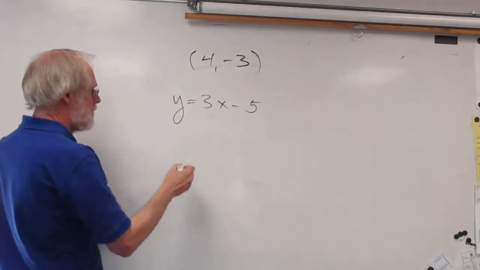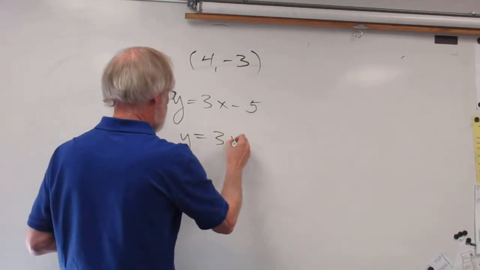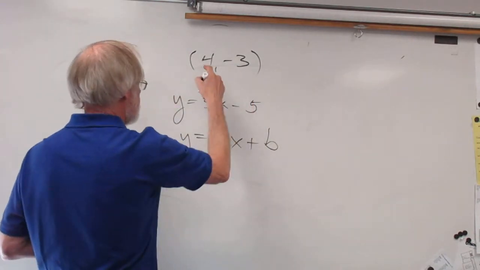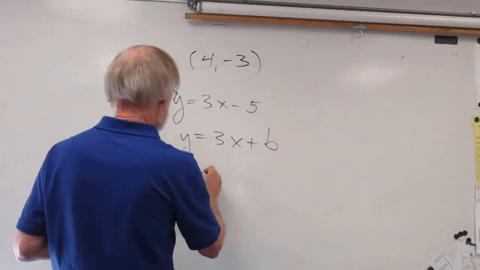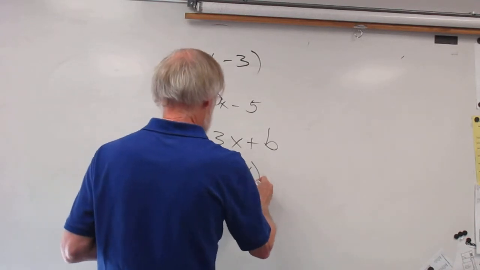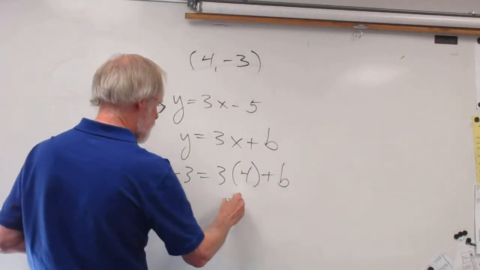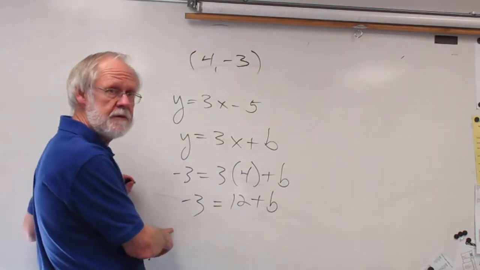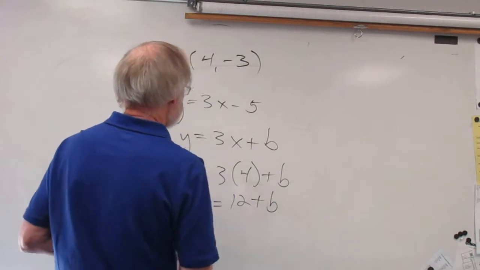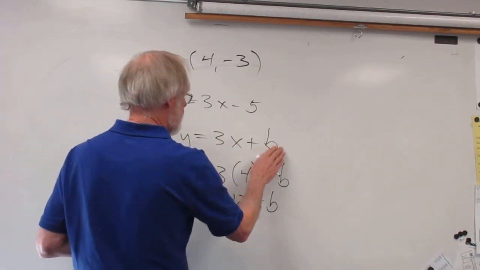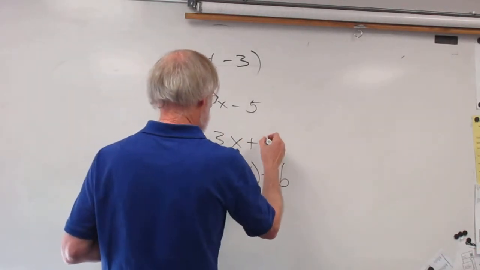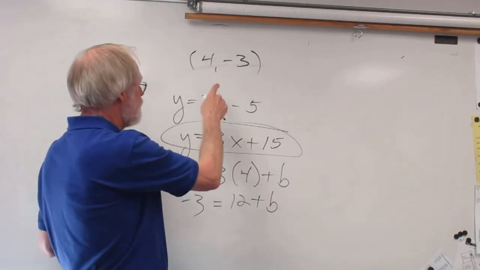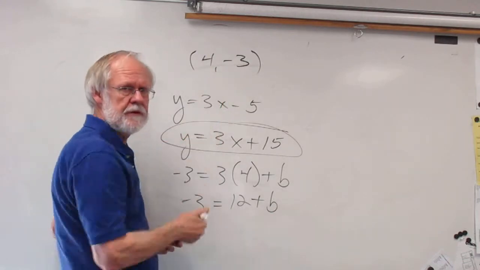All right, so all I have to do is take that slope, put on a new y-intercept, which I have to find, and plug this in. So I get negative 3 equals 3 times 4 plus b. That's 12 plus b equals negative 3. I add 12 to both sides, and I get b is 15. So my new equation then becomes y equals 3x plus 15. That line is parallel to this one and goes through this point.